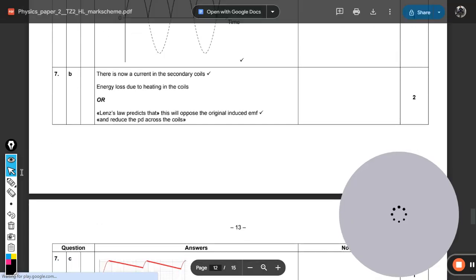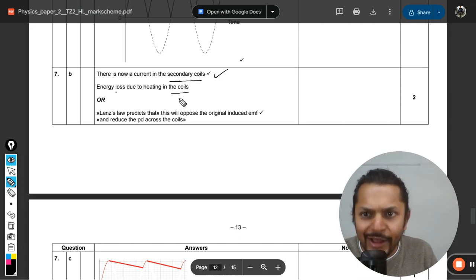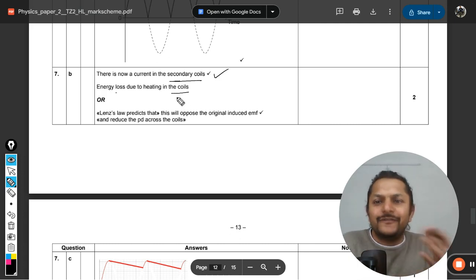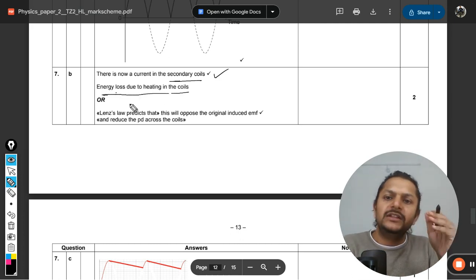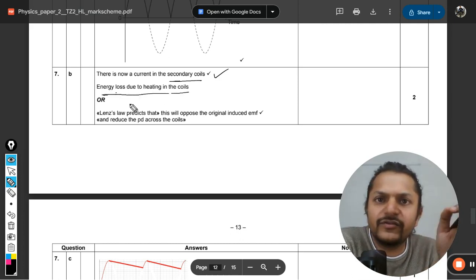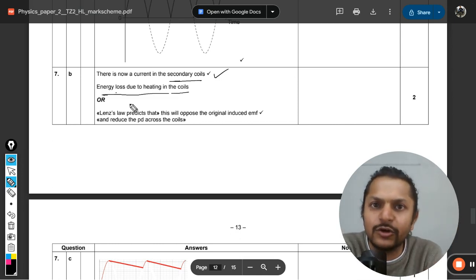Okay, here is the explanation. There is now current in the secondary coil. Yes, absolutely correct. Energy loss due to heating in the coils. Clearly, I don't feel that this is the correct reason. First of all, the resistance of the coil is not given in the question. So how can we clearly say that there will be losses in the coil?